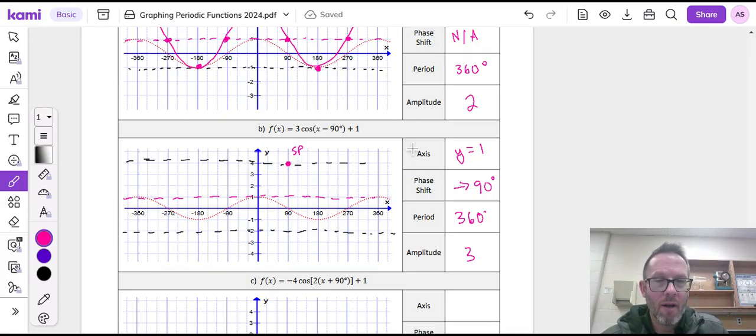360 over from here, I'm kind of off my graph, so I'll go 360 back this way. That gets me back to minus 270. I'll have a maximum there. Halfway in between, 6 squares, I'll have a minimum. And then halfway between my max and min, I'll come back to my axis. So here's one cycle of our cosine function.